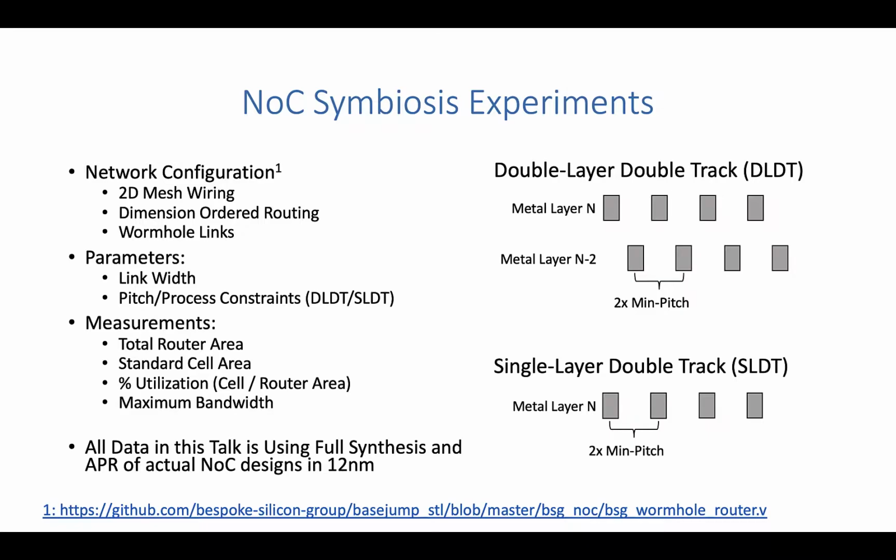First, we varied the link width, as we showed in the introduction. And second, we varied the pitch and process constraints. Specifically, we varied them between 2 different configurations. First, double layer double track, or DLDT, which approximates modern technology and uses multiple layers to densely packed pins. And SLDT, or single layer double track, which approximates older routing limited technology nodes.